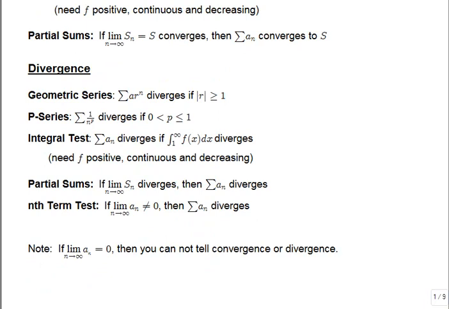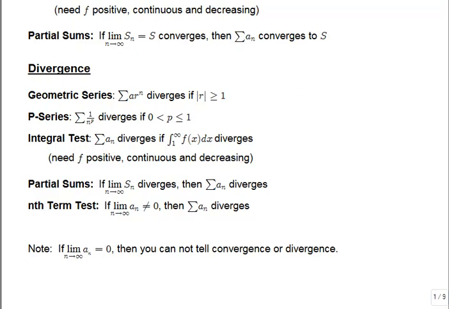Now for our divergence tests. If you have a geometric series, that will diverge if the common ratio r in absolute value is greater than or equal to 1. If you have a p series of the form 1 over n to the p, that's going to diverge if your p is between 0 and 1 or equal to 1. In the integral test, your infinite series a sub n will diverge if the integral from 1 to infinity diverges. Again, you need to show that f is positive, continuous, and decreasing first.